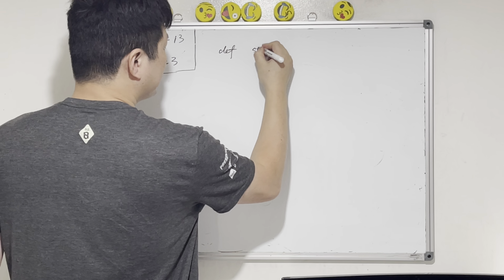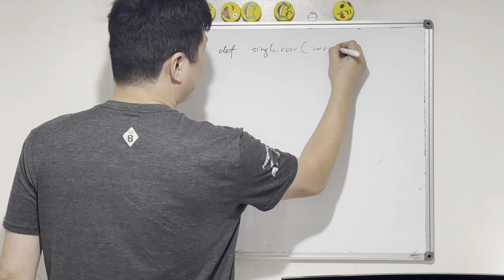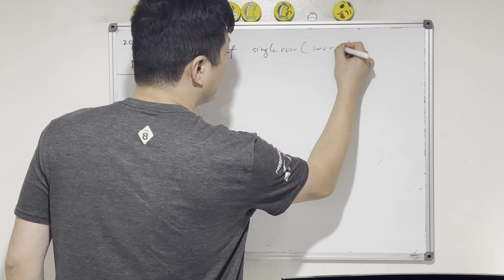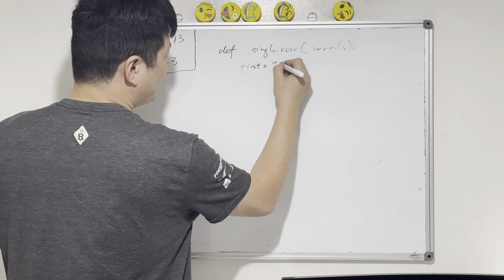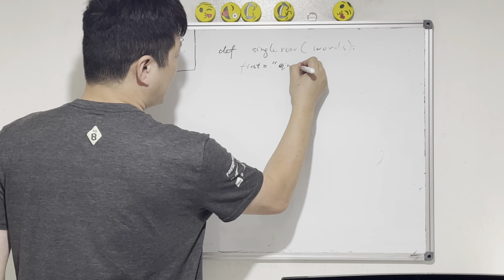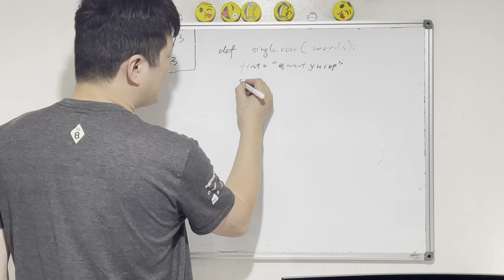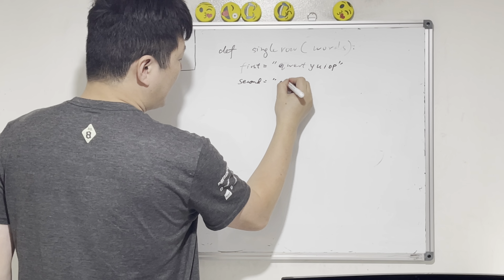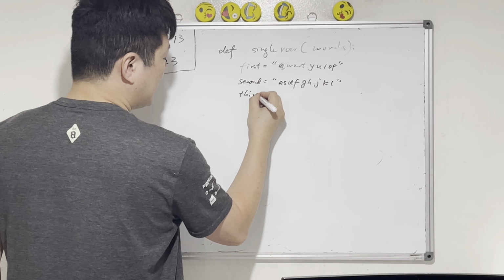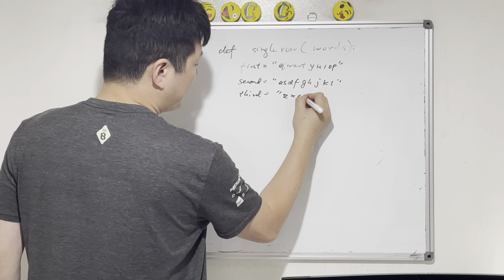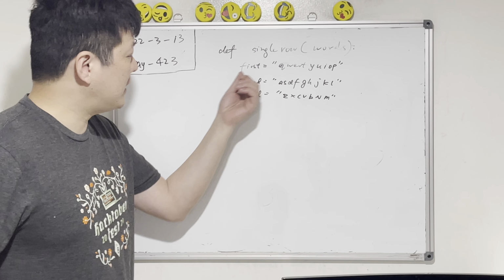Define, let's say, single row. We're given a list of words. So first of all, we have to define the keys in the first row, which is Q, W, E, R, T, Y, U, I, O, P. The second row is A, S, D, F, G, H, J, K, L, and the third row is Z, X, C, V, B, N, M, right? Okay. So these are the strings.